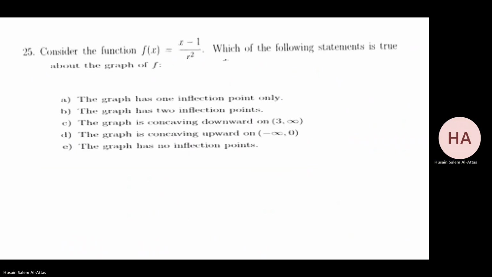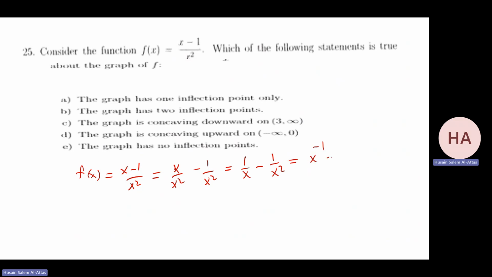Okay. We say the function of the statement is true about the graph of f. Okay. It's about inflection, concave up, concave down. So that means they need to find f double prime. Actually, you can simplify this function. F of x is x minus 1 over x squared, which is x over x squared minus 1 over x squared. And that will be 1 over x minus 1 over x squared. In other words, x to the minus 1 minus x to the minus 2. Yeah, maybe that will make it easier to do the calculation.